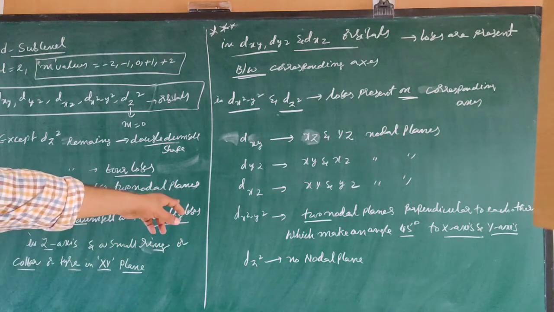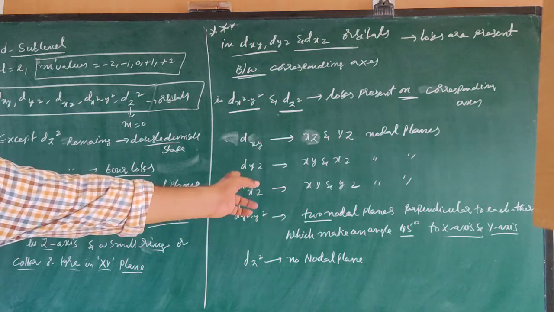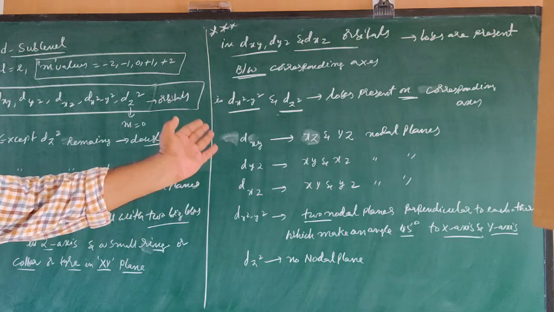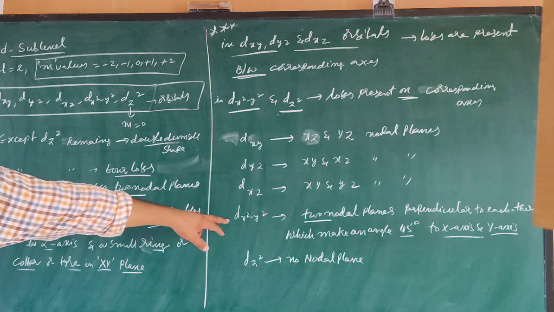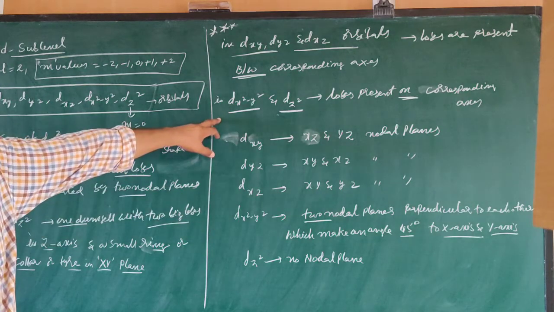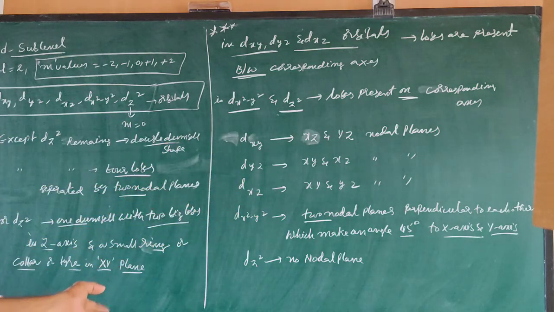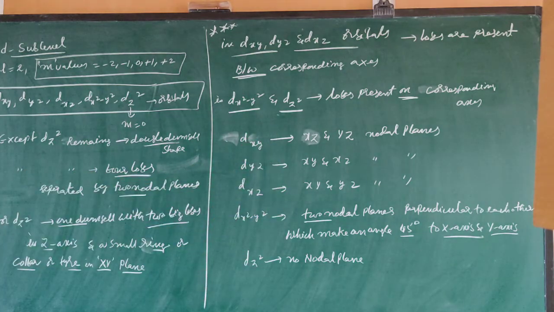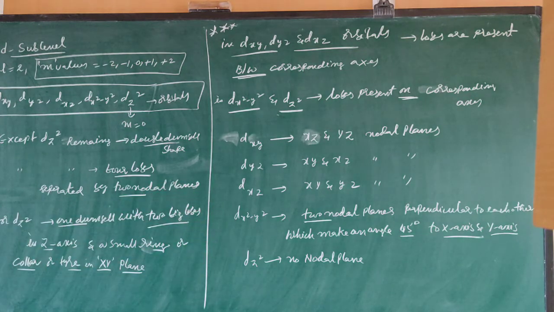For the dx²-y² orbital, there are two nodal planes which are perpendicular to each other and make an angle of 45 degrees to the x axis and y axis. Why? Because here the lobes are present on the axis. That's why the nodal planes are perpendicular to each other, and at the same time they make an angle of 45 degrees to the x axis and y axis. If we consider the dz² orbital, it has no nodal plane, because of its different shape.